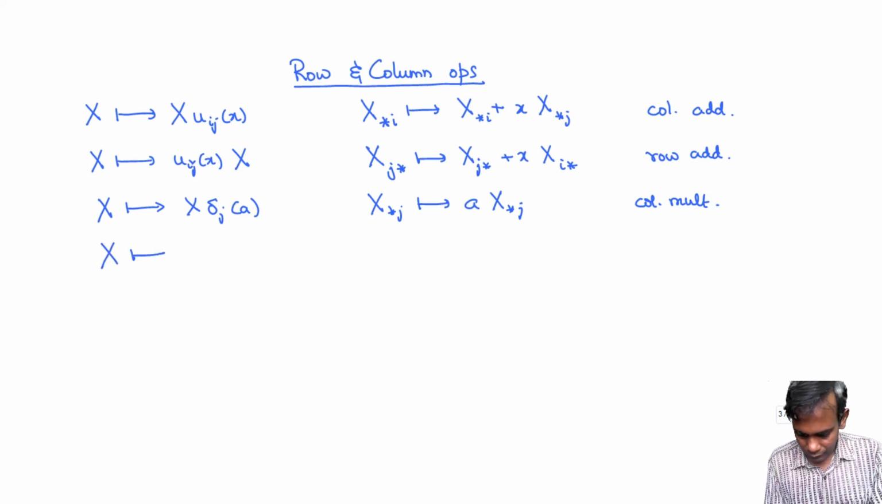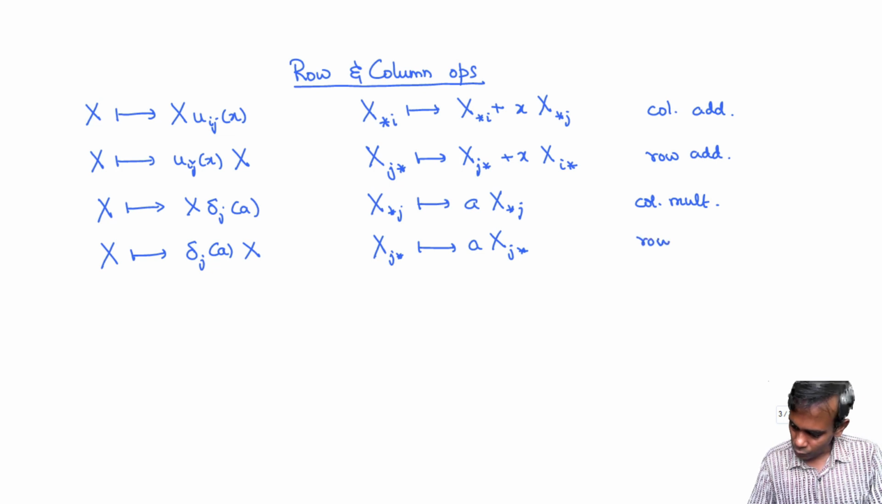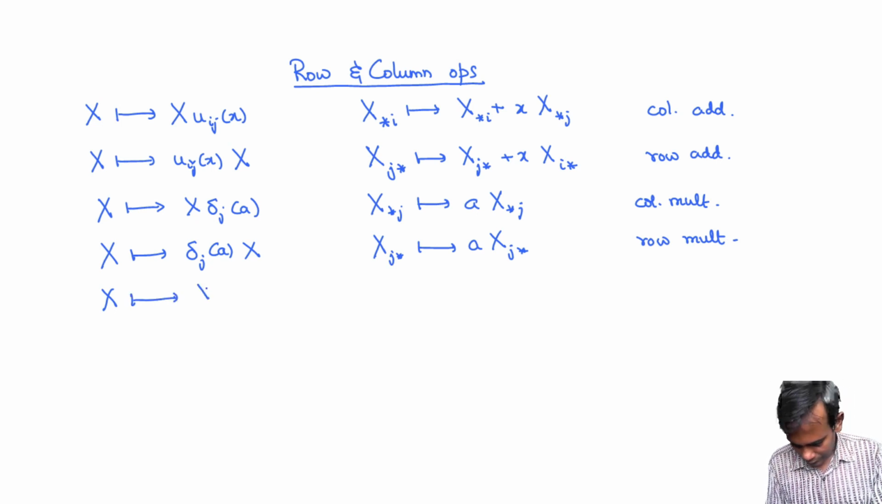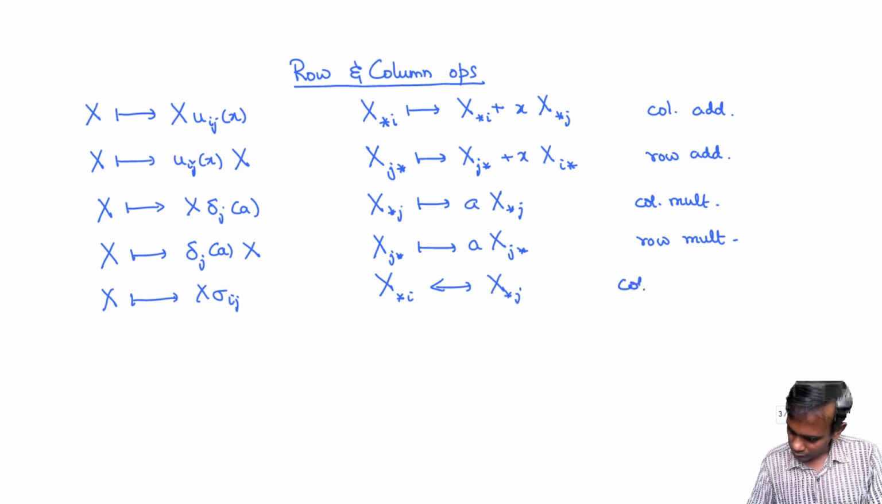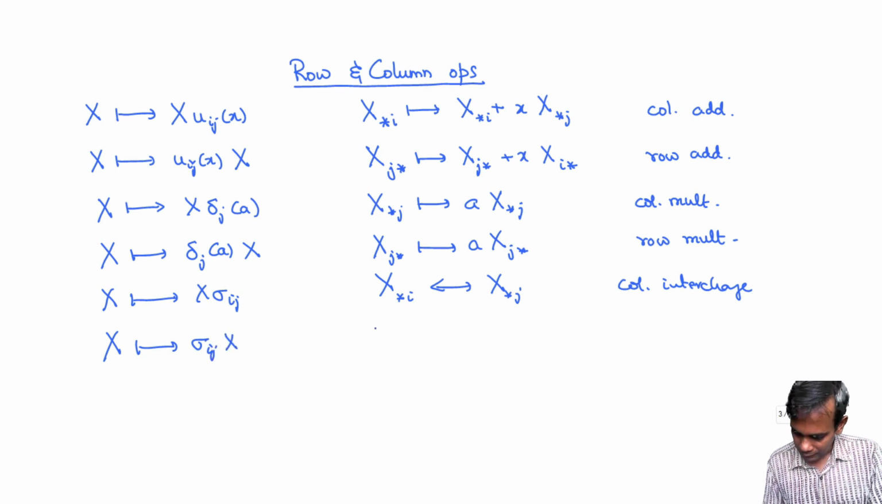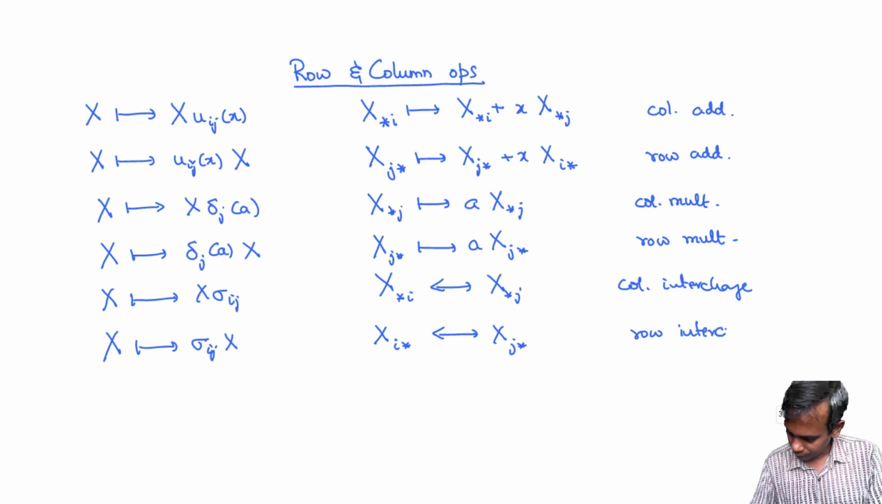And similarly, if you do it on the left, you will get delta_j(a) times X, and this will take the jth row of X and replace it by a times the jth row. So this is called row multiplication. And if I take X goes to X times sigma_ij, this just interchanges the ith column of X with the jth column of X. So this is the column interchange operation. And finally X goes to sigma_ij X is the row interchange operation. We interchange the ith row and the jth row of X. I'm sure most of you have seen these row and column operations before, and they're not very difficult to prove. If you find it difficult to prove them in general, just try with 2 by 2 matrices at first, and then you'll see the pattern.